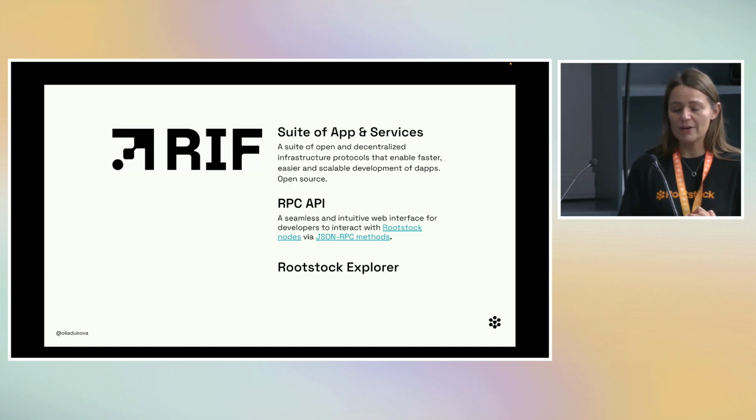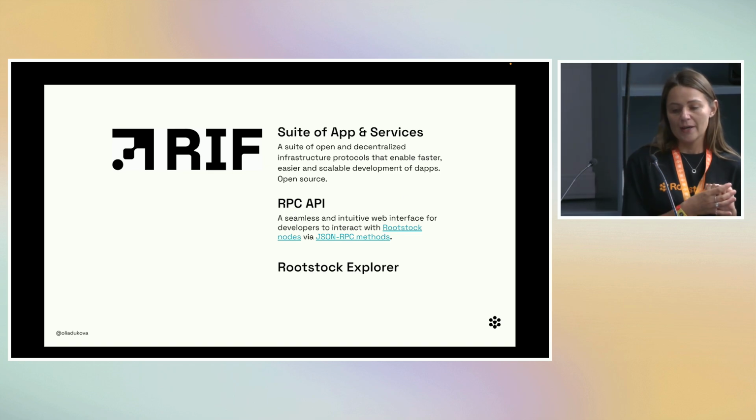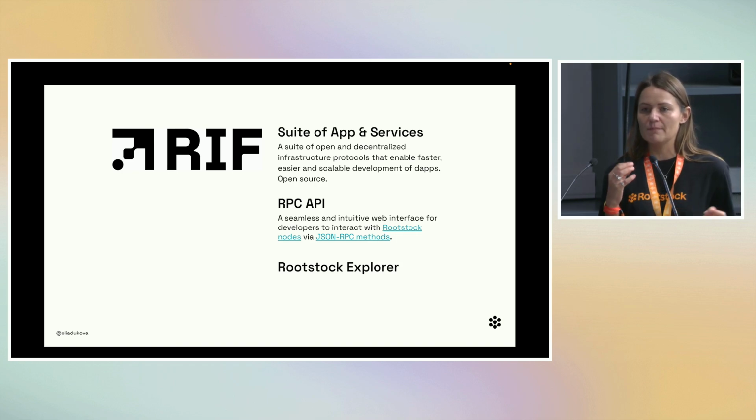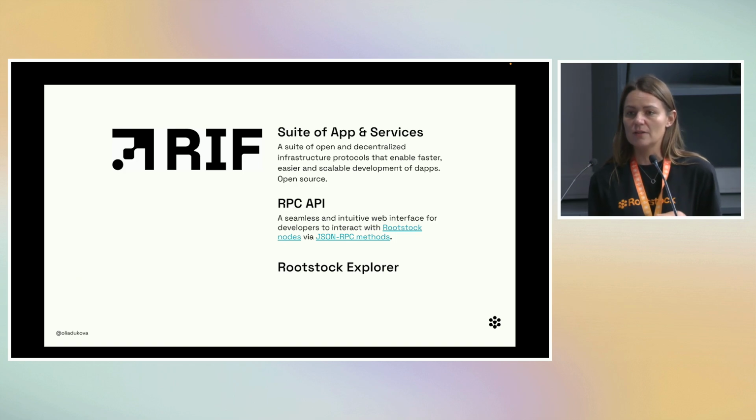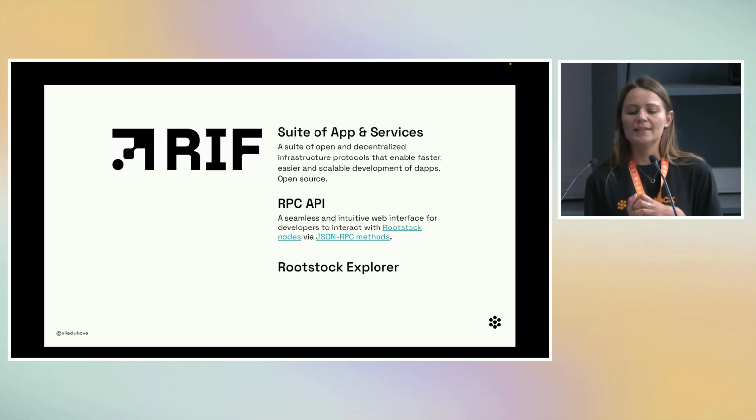Cool. RIF stands for Rootstock Infrastructure Framework. It is a bunch of apps and services you can find in our docs that will make it easier for you to build on top of Rootstock. They include things like wallet, the RNS. I encourage you to check that out. There's also an RPC API, which you can find at rpc.rootstock.io, and the Explorer to monitor on testnet while you develop an app. So that's all in the docs.